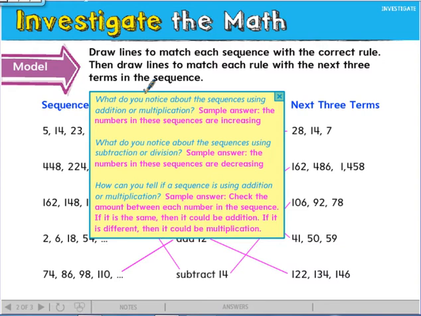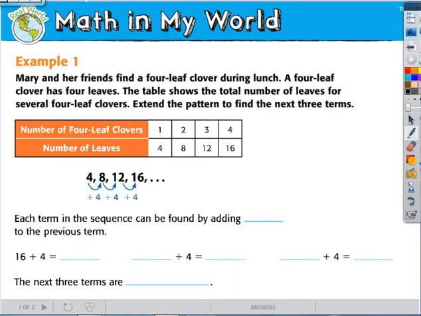All right? So all we have to do is do a subtraction problem with two of the numbers that are next to each other in the pattern. If the numbers are the same, it's probably addition. If the numbers are different, it's probably multiplication. Now we get to do an example.